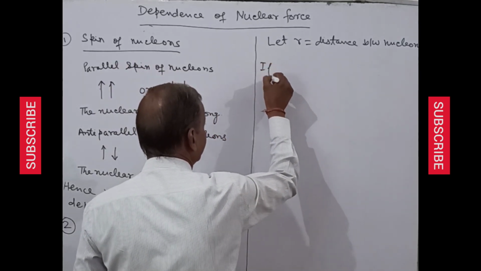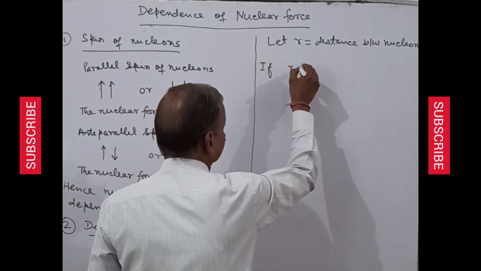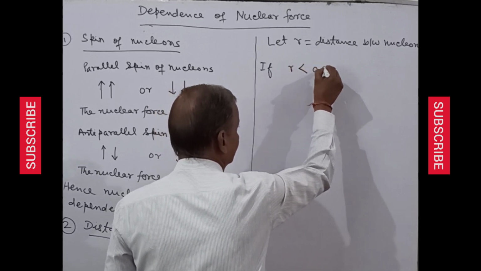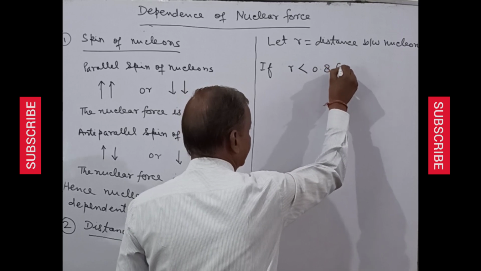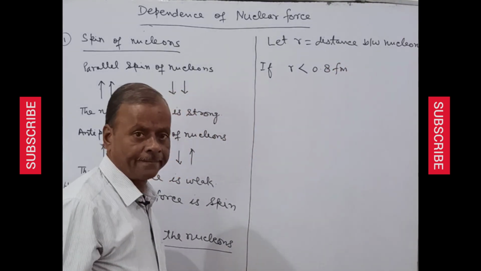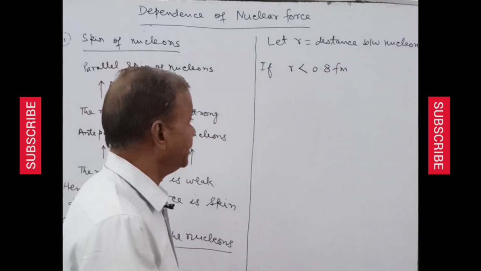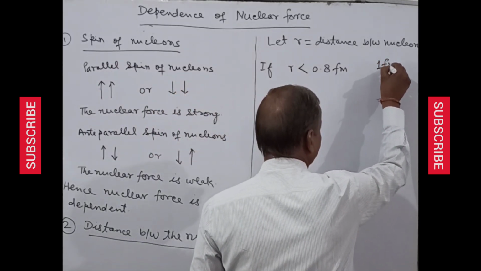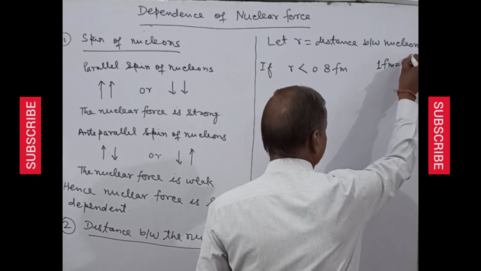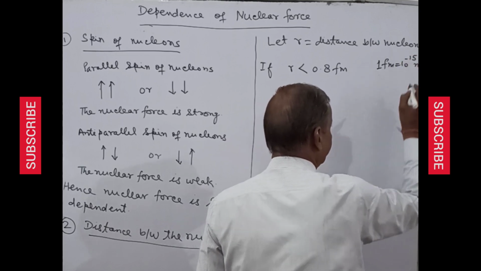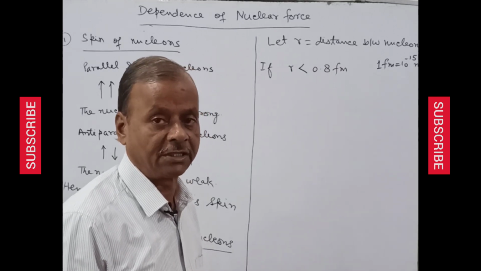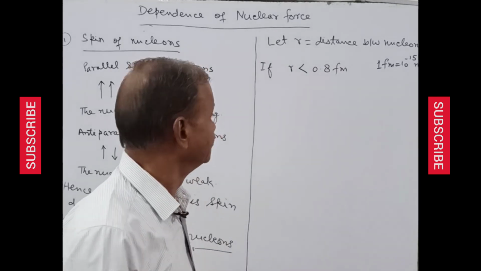If R is less than 0.8 Fm, Fm is Fermi, 1 Fm equals 10 raised to the power minus 15 meter. This is the unit used to represent the radius or the diameter of the nucleus.